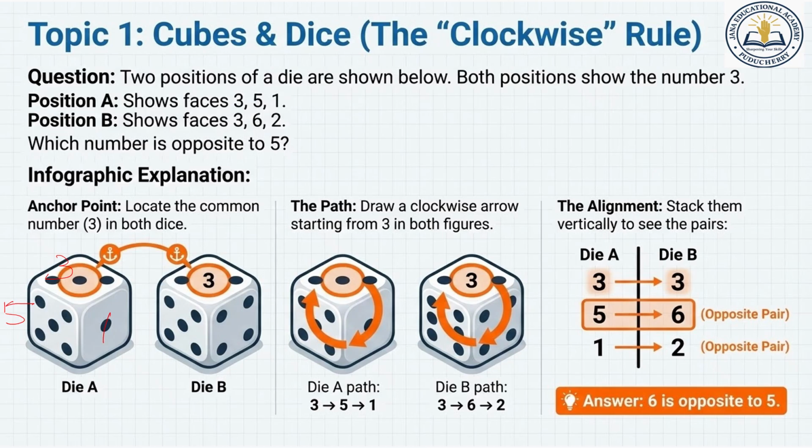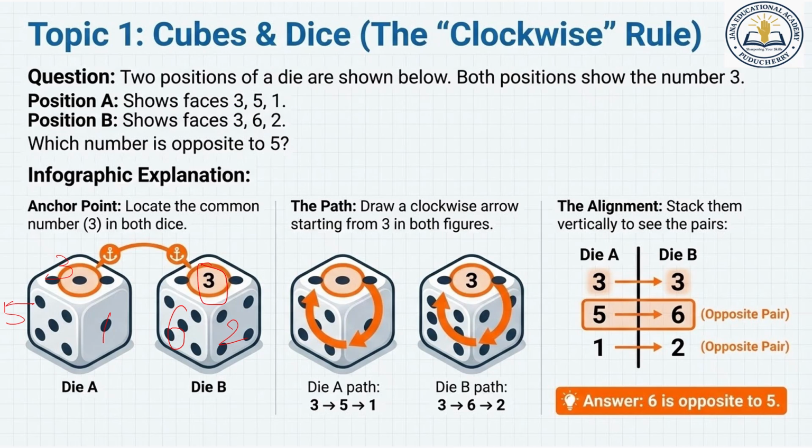Right? In the similar picture, you can see that this is 3, this is 6 actually, this is 2. Here diagrammatically it's wrong, so assume that it is 3, 6, 2. So what do you have to find out? Die A is nothing but 3, 5, 1. Die B is 3, 6, 2.